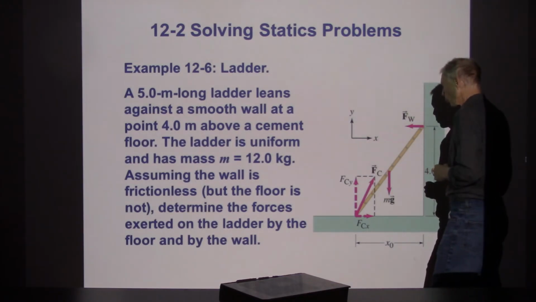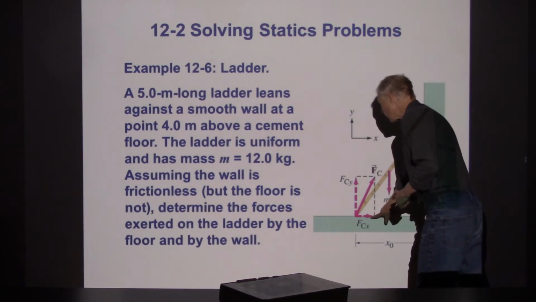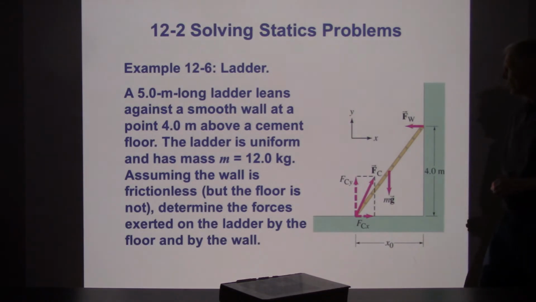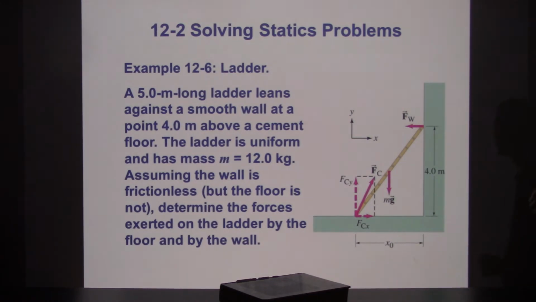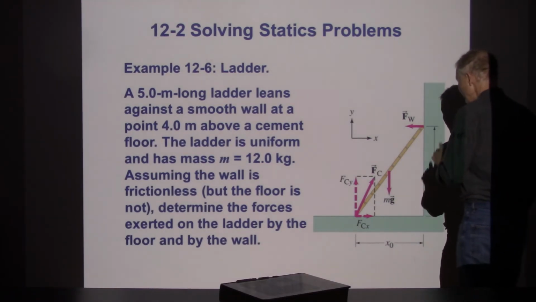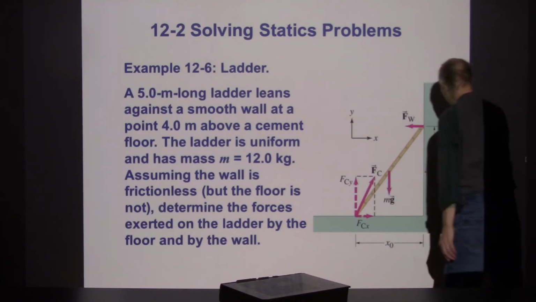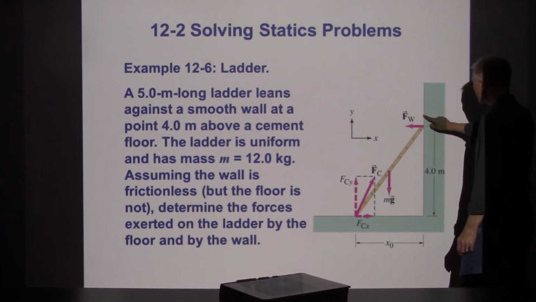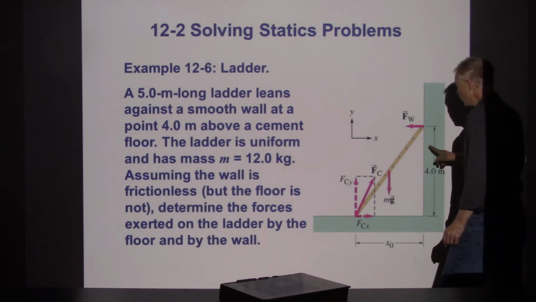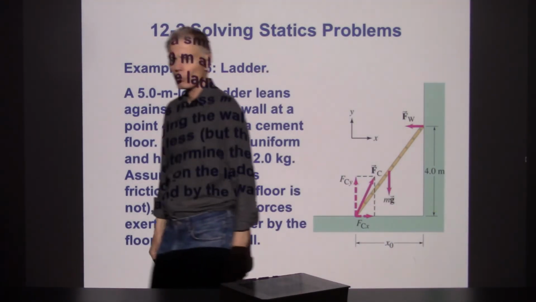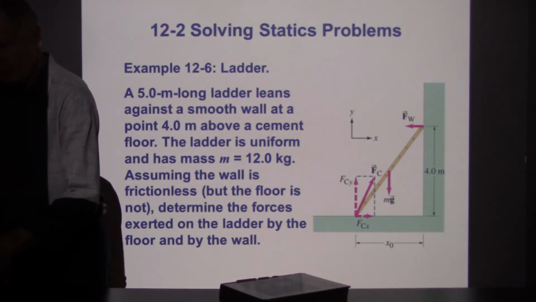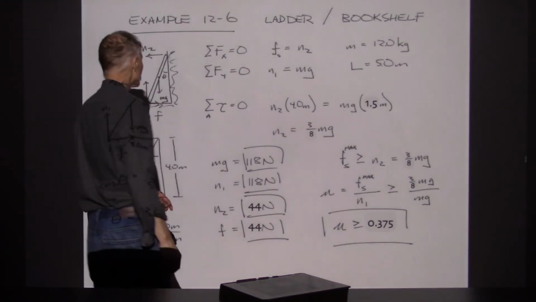That's a normal force. And then how much friction are we going to need? So assuming the wall is frictionless, determine all the forces. So how large are each one of these forces? Now, they've said there is friction here, but to simplify the problem, they're ignoring any friction at this point. So, with all the information they've given us, it looks like this.